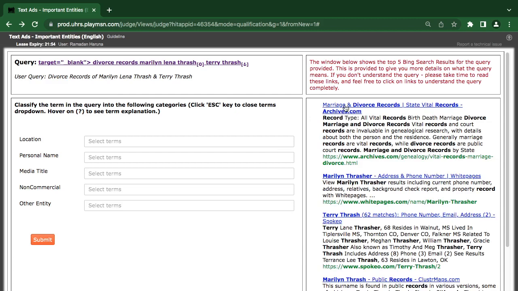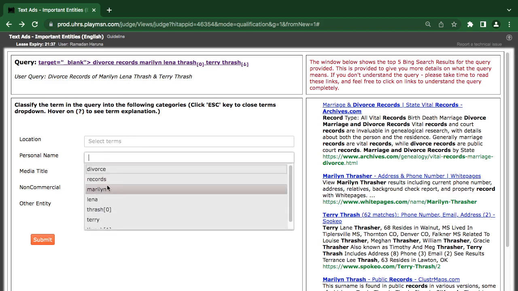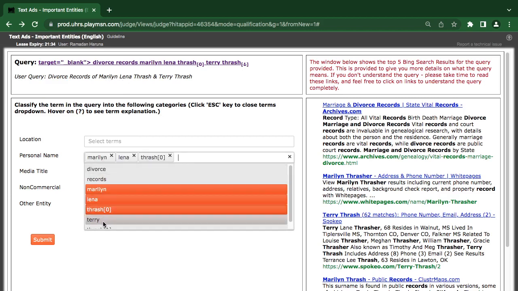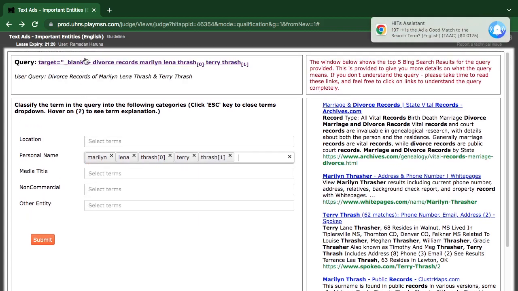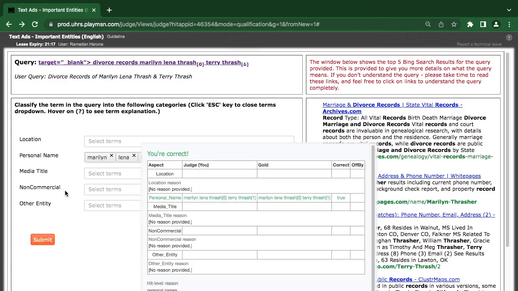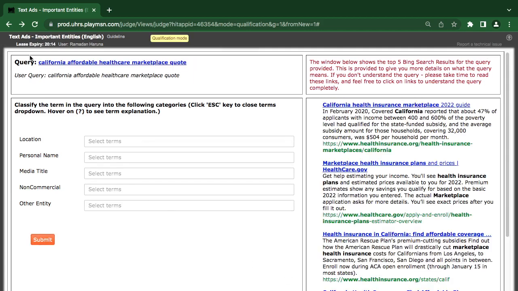Okay, now marriage divorce record of who? Marriage record, blah blah blah. Where are their names? Marilyn Tasha, okay. So I think the name is Marilyn Tasha and Tertash. Whenever you see target blank, do not click on it. It will go back and you have to reload before you can do anything again. So that is what happened. That is why you reload.